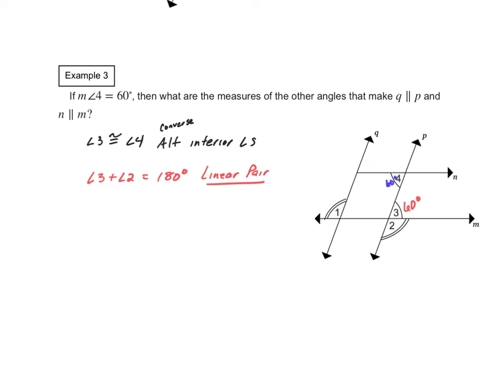So if angle 1 is congruent to angle 2, because of the converse, again, the converse of the alternate exterior angles theorem, then we would have two parallel lines. So therefore, if angle 2 is 120 degrees, angle 1 is 120 degrees, that would provide for these lines, Q and P, being parallel, and then N and M being parallel. That would be the information we needed.